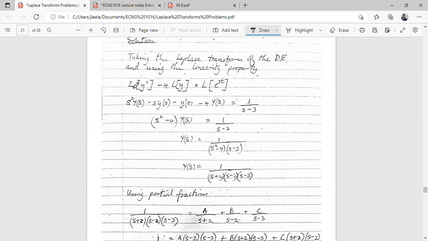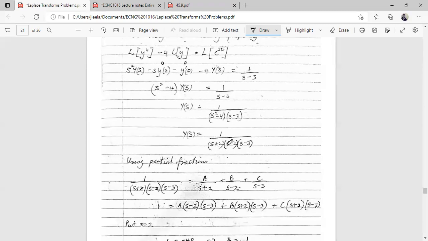So this here will be s squared Y(s) minus s y(0) minus y prime(0), and then minus 4 Y(s). And we know that these two terms here would be 0. This is 0 and 0. So you'll just get (s squared minus 4) into Y(s) is equal to 1 over s minus 3. So Y(s) is 1 over (s squared minus 4)(s minus 3).